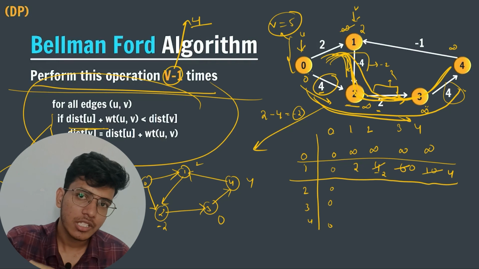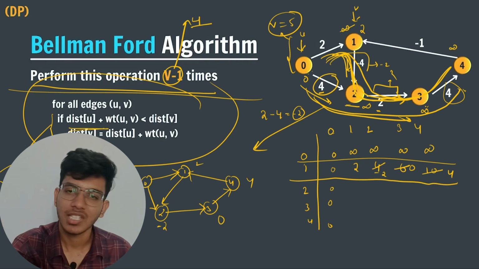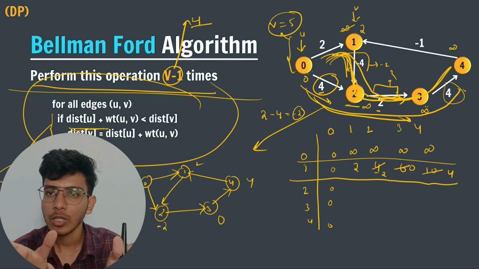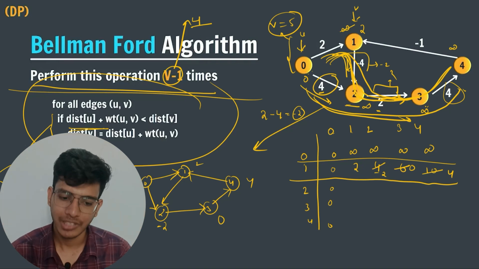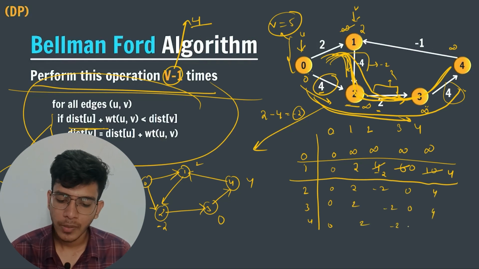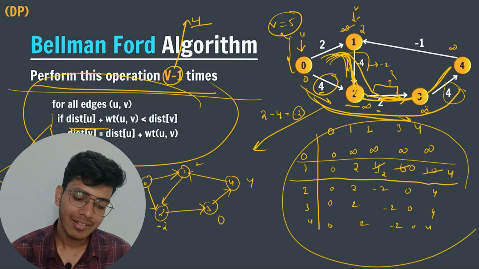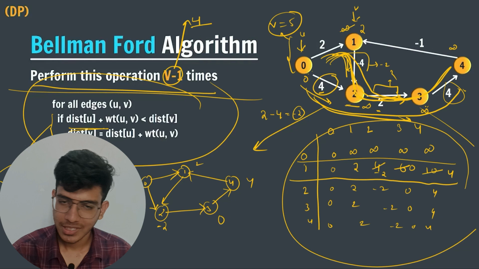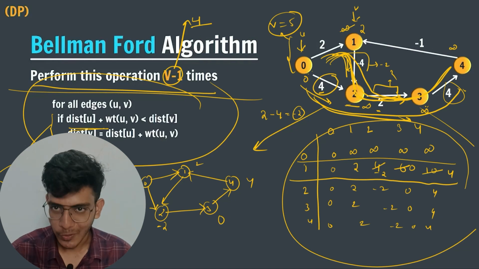Now in the second iteration I will perform the same relaxation step, and if the graph is not divided into components, then I will get the same answer: 0, 2, -2, 0, 4, and so on. Like this I will get the same answers. I hope you have understood the approach, what we are doing.